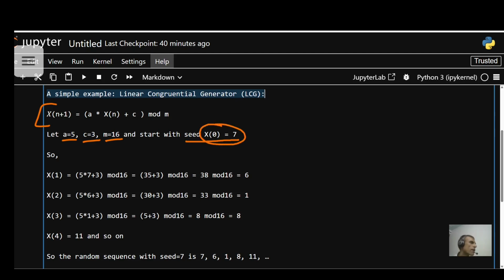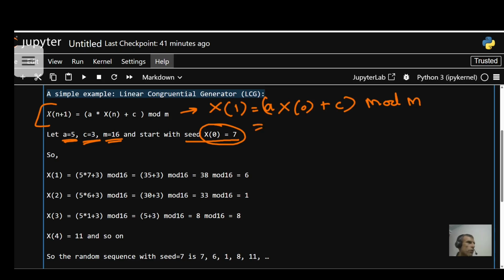Now, I could have picked any seed value: 7, 11, 14, it doesn't matter. Same thing with a, c, and m. I could have picked any values. All right, so I know my x0. Now let's calculate x1. According to this formula, x1 is equal to a multiplied by x0, plus c, mod m.